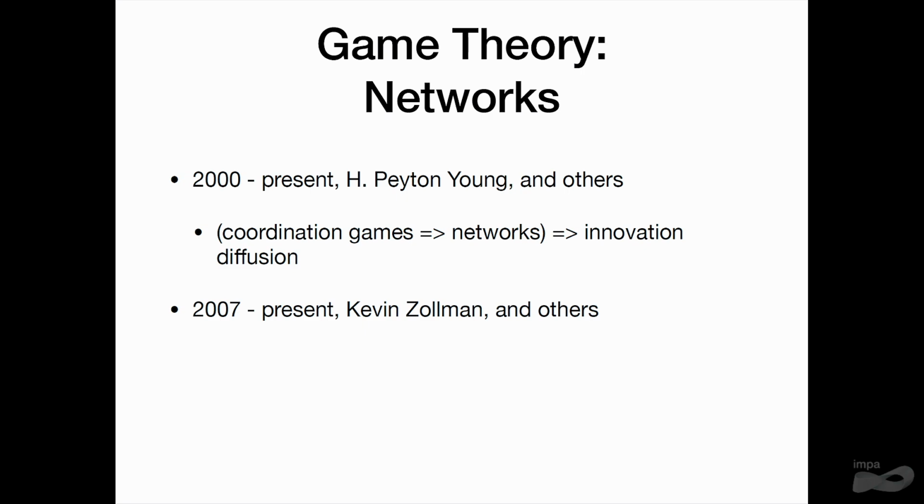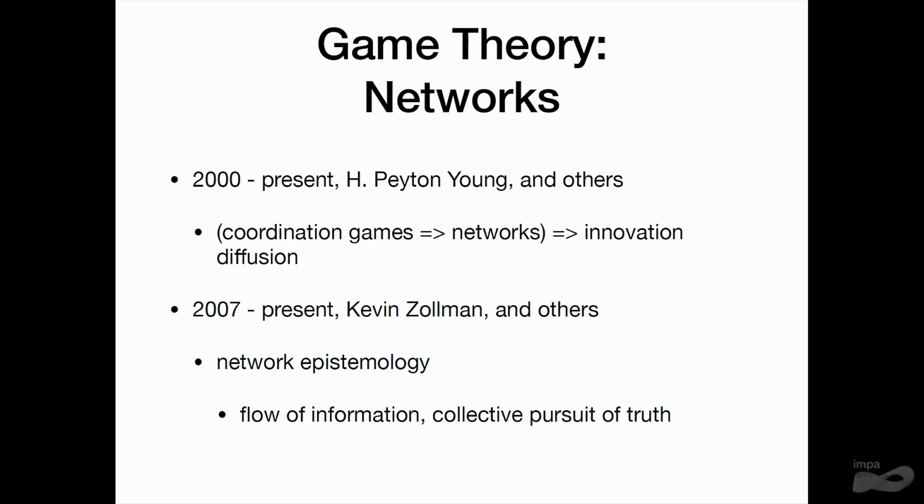And even more recently, philosopher Kevin Zollman and some others study something they call network epistemology, which is where agents are playing these games on networks, and they're collectively pursuing truth. They're basically doing science on networks, divulging information. The information propagates through the networks, and his questions are, which networks allow us to basically find truth and not settle on the wrong answer?